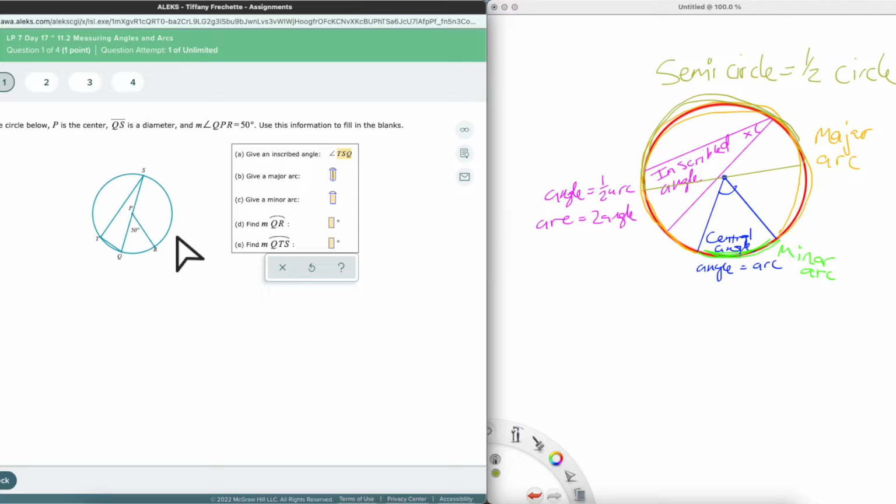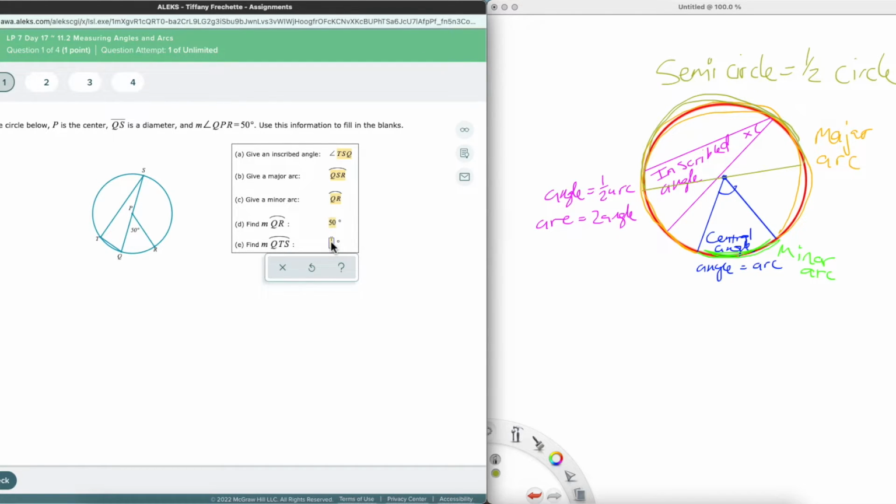So give a minor arc. So I could look at this one. I'm going to go QR. Now give a major arc. So QR could also be the major arc. When you're doing a major arc, you need to use 3 letters to make sure that the direction is clear. So I could use QTR or QSR, as long as I'm identifying that I'm going all the way around the other side. All right, QR, so this is the central angle. I'm going out to that arc that it creates, so it's also going to be 50 degrees. It's going to be the same.